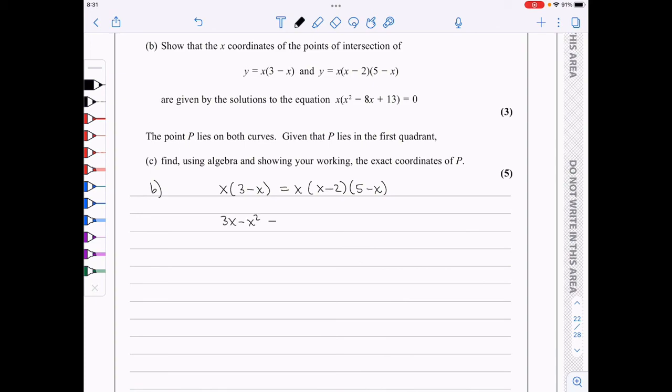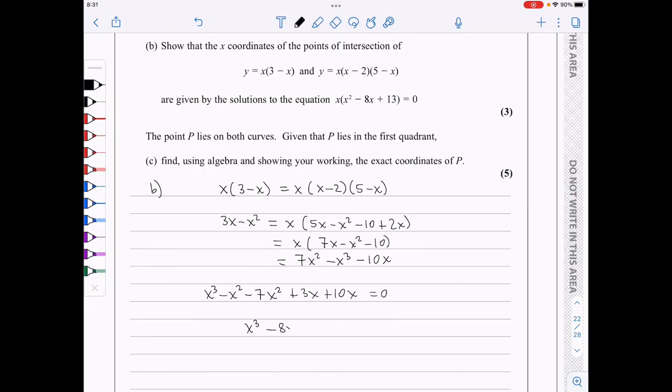3x minus x squared is x(5x minus x squared minus 10 plus 2x), which is x(7x minus x squared minus 10), which can be further expanded into 7x squared minus x cubed minus 10x. I will collect everything on the left hand side, so I have x cubed minus x squared minus 7x squared plus 3x plus 10x is equal to 0. So x cubed minus 8x squared plus 13x is 0.